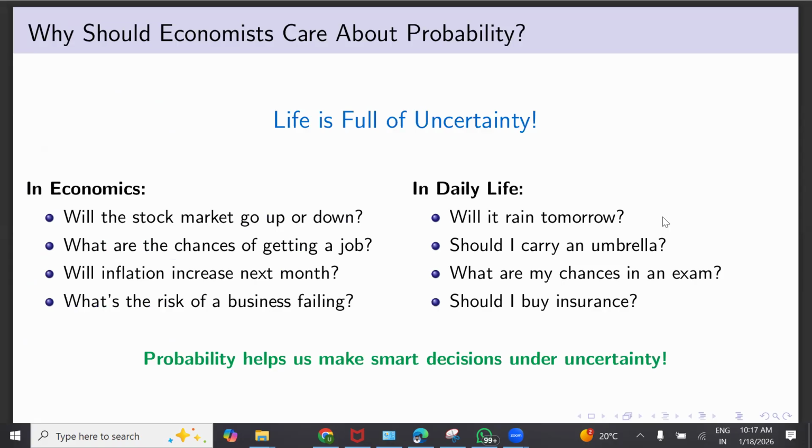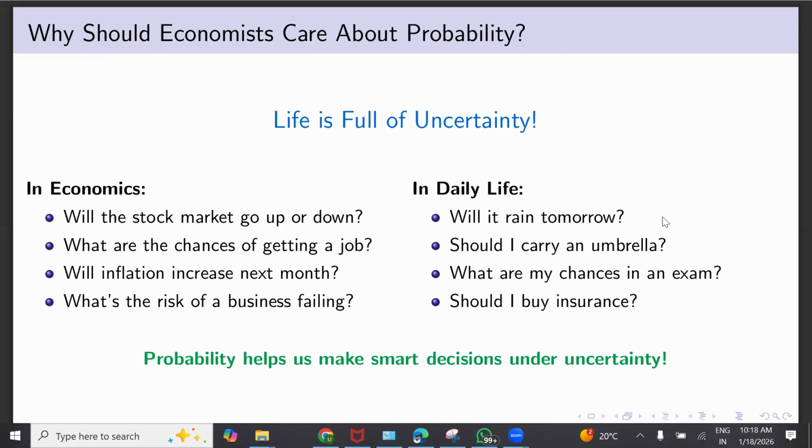Now, why should economists, like you all, care about probability? Because life is full of uncertainty. We don't know what will happen tomorrow. In economics, we think about whether the stock market will go up or down, what the chances of getting a job are, and moreover what the chances are that you will get UGC NET in June 2026. That is uncertainty. Will inflation increase next month? What is the risk of a business failing?